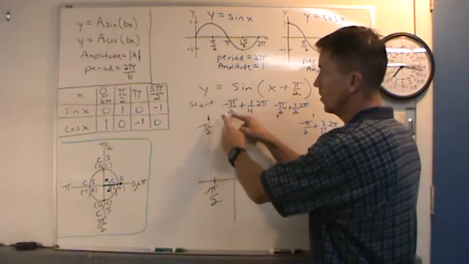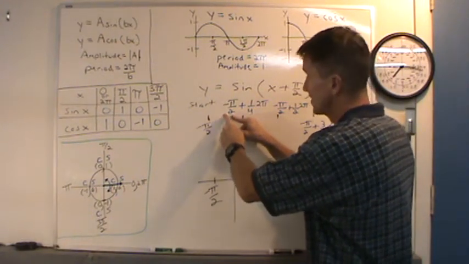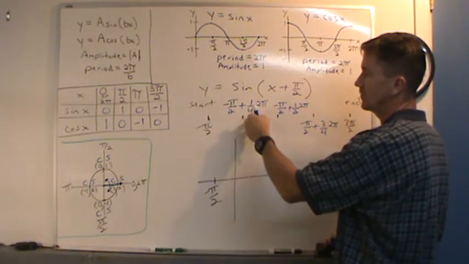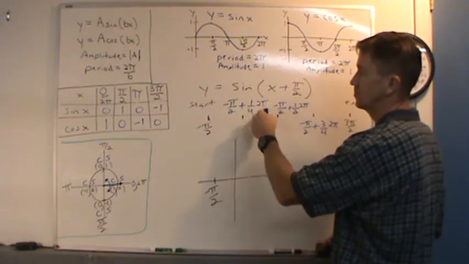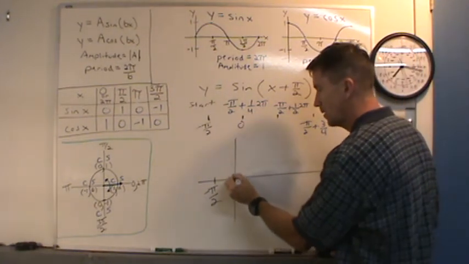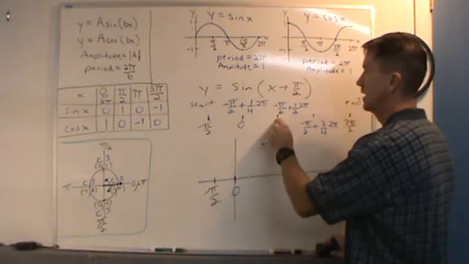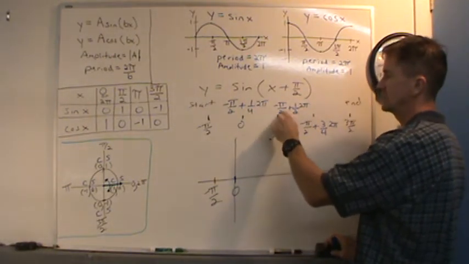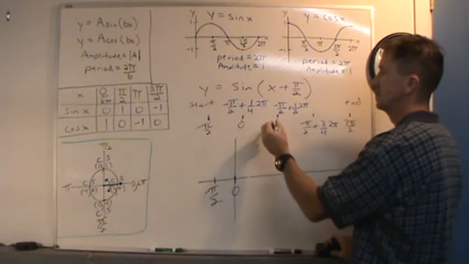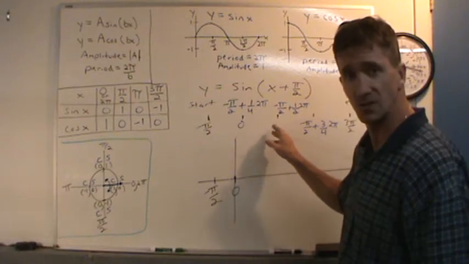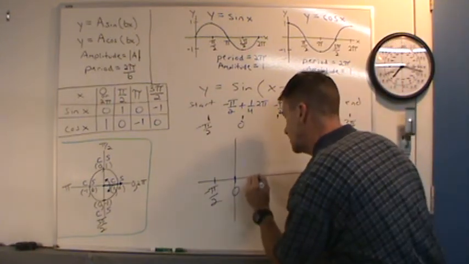I have to think about, you know, this is where the cycle started. So I take this and add it to it. So negative pi over 2 plus 2 pi over 4, which is pi over 2. Negative pi over 2 plus pi over 2 is 0. So that'll be the next tick mark. How about this one? This is negative pi over 2 plus, well, these 2's cancel right here. So that'd be negative pi over 2 plus pi. And negative pi over 2 plus pi would be negative pi over 2 plus 2 pi over 2, giving you pi over 2.